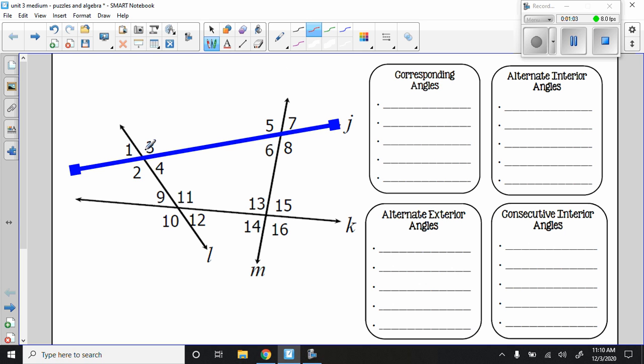Angle 3, let's start with some corresponding relationships. Angle 3 on this bridge is a top right. And once I go to this intersection, angle 7 is top right. Now, I'm not going to ask you if they have the same measure, because they don't here, but all I'm going to talk about is just relationships. So 3 and 7 work as corresponding. Another one would be 2 and 6.